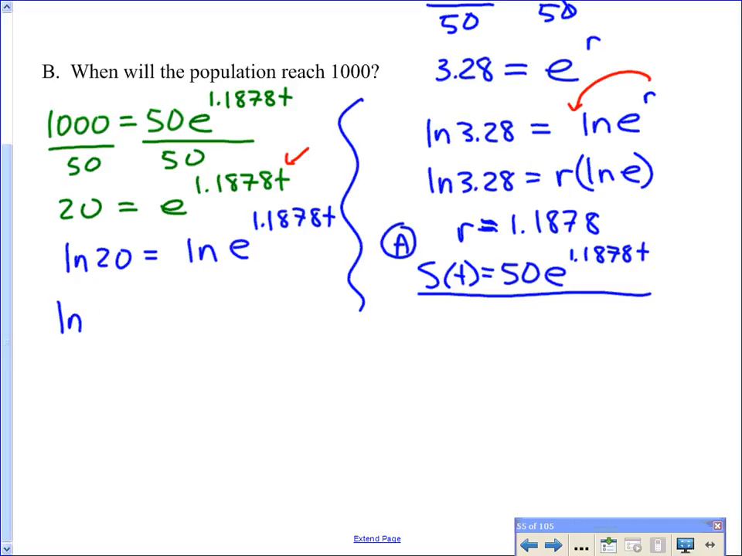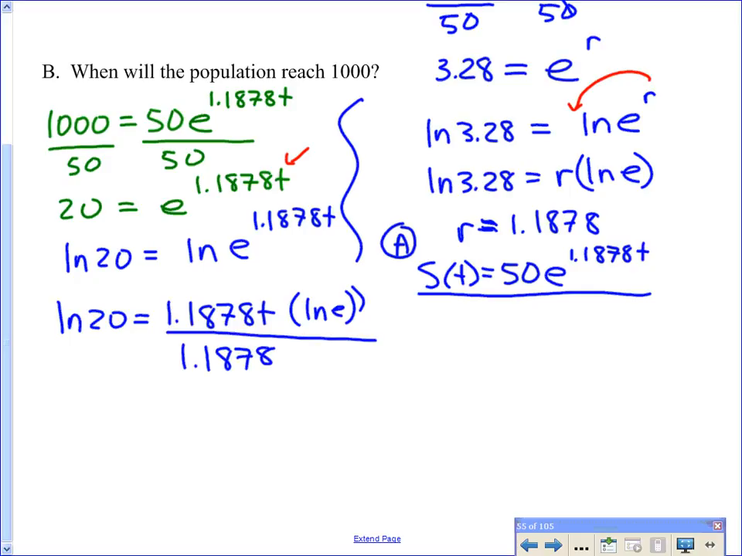So I end up with the natural log of 20 is equal to 1.1878t times the natural log of e, and the natural log of e again is just 1. Okay, so I'm going to divide both sides by the 1.1878.